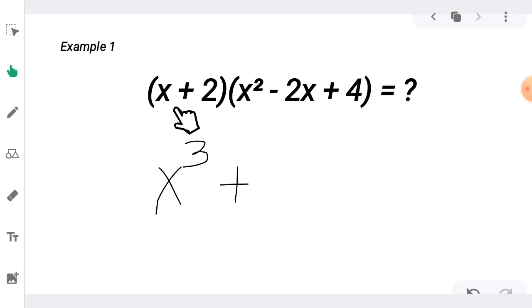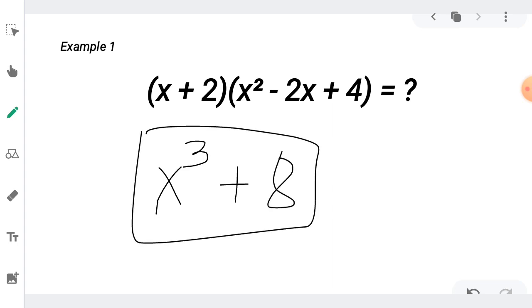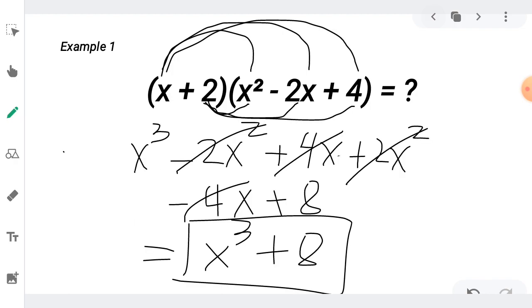plus, since positive, we need to use this as the formula or the sign here in the middle. And then next step is cube the second term of the binomial term, which is 2. So 2 cubed is equal to 8. So this is now the final answer. So in this example number 1, this long method is the proof in getting the answer x cubed plus 8.